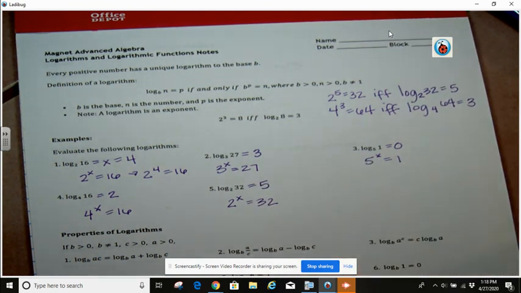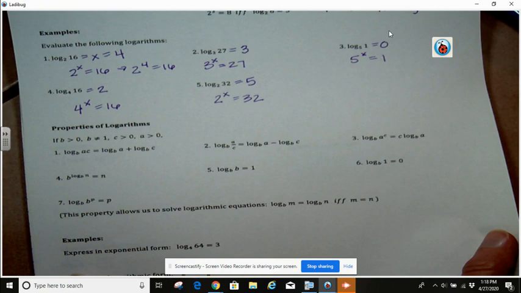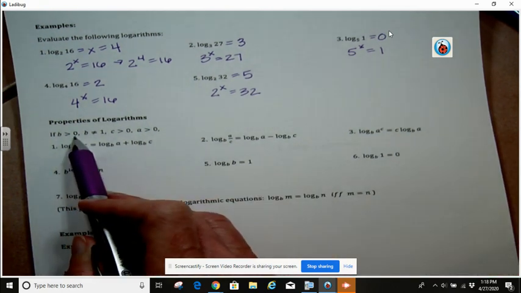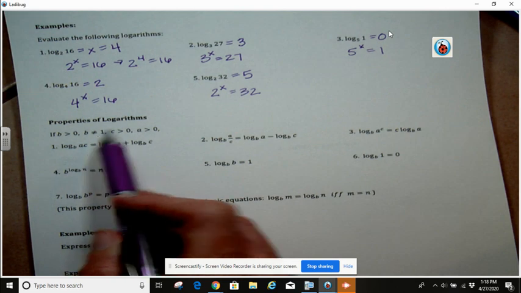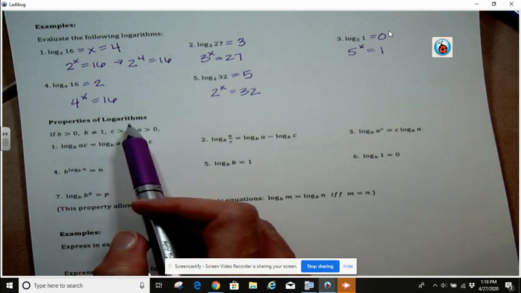Next up, we have some properties of logarithms. And we want to remember some basic rules that were mentioned earlier. The base of the log has to be positive. It can also not equal 1. And any value next to the log has to be positive.